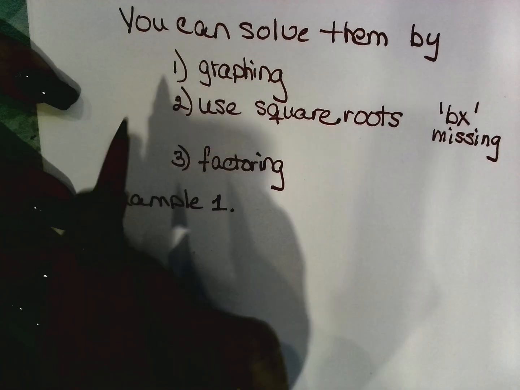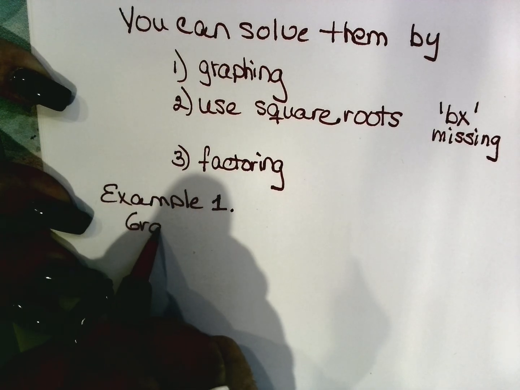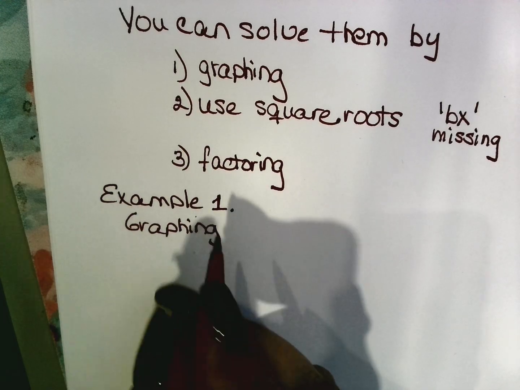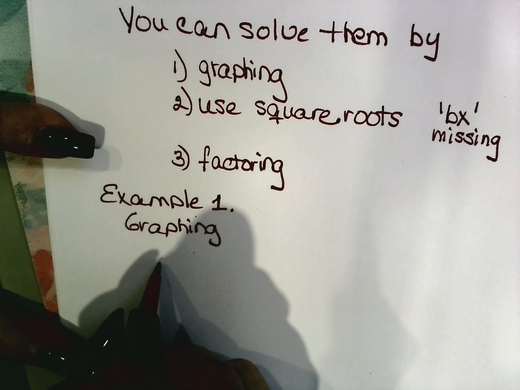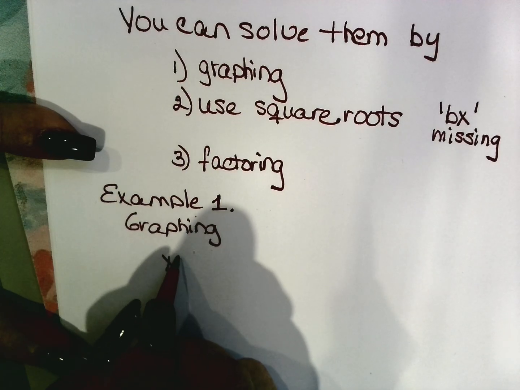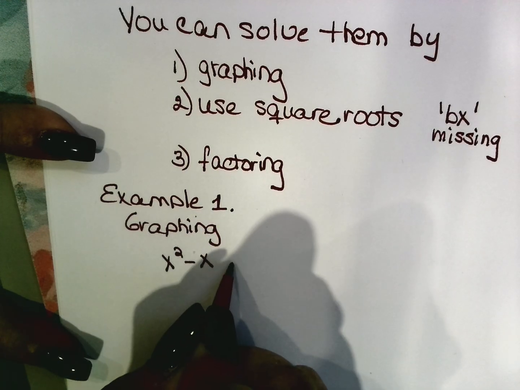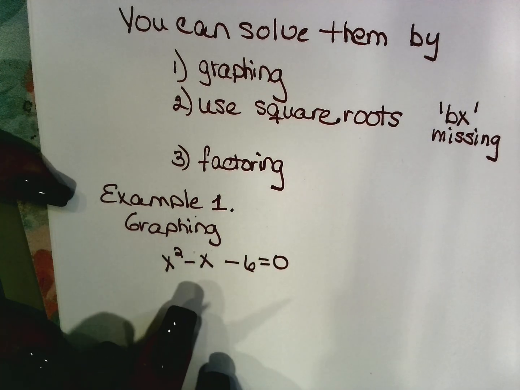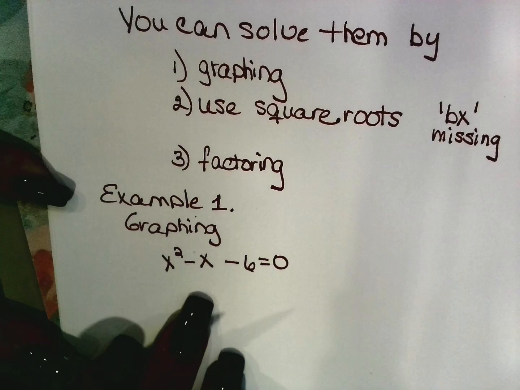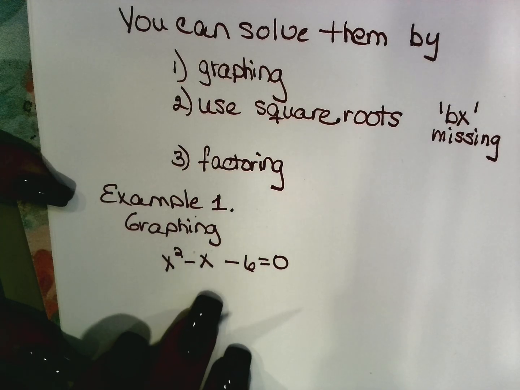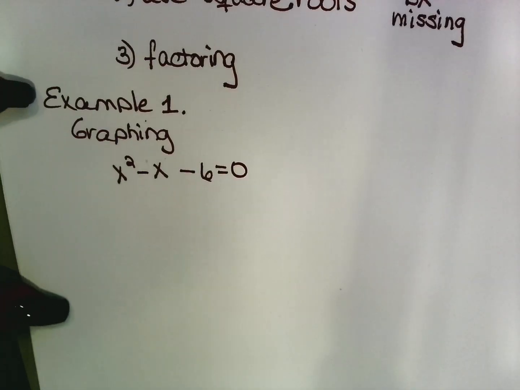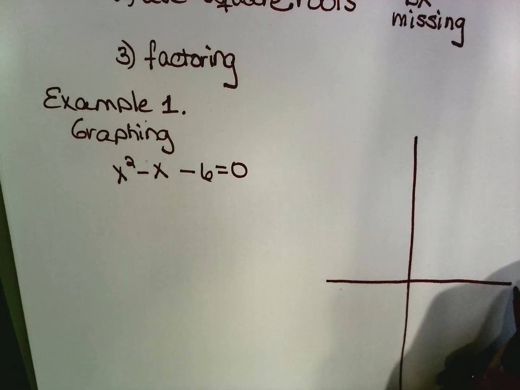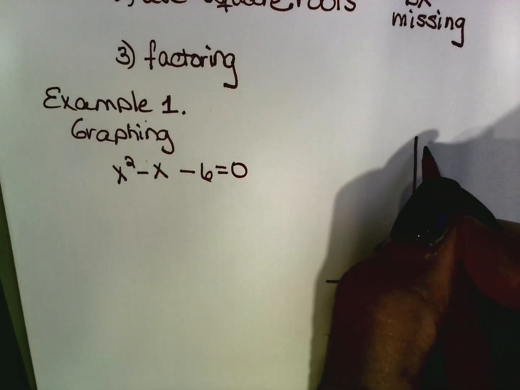And we have graphing. So we have x squared minus x minus 6 equals 0. And we're asked to find the solutions to this equation using the graphing method. Okay? So we're going to go ahead and set up our xy plane here.